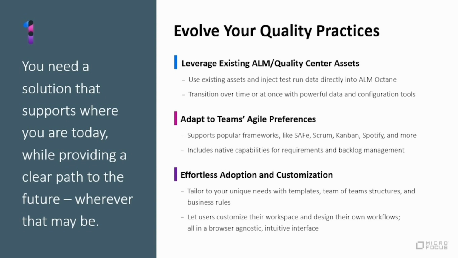Beyond that, Octane will allow you to work within your current requirement and backlog processes as your team accelerates adoption into more agile DevOps and CI/CD practices. To allow this adoption, ALM Octane supports all popular frameworks and methodologies like SAFe, Scrum, Kanban, Spotify, and more. Octane is customizable with templates, workflows, and business rules, all to help each team find what works best for them as they iterate and improve.